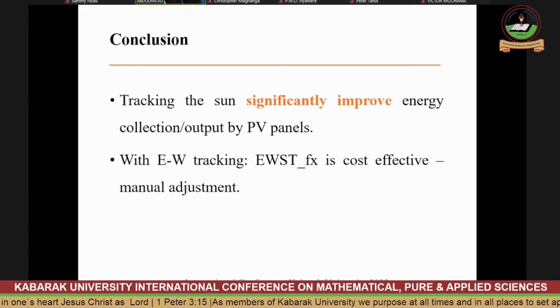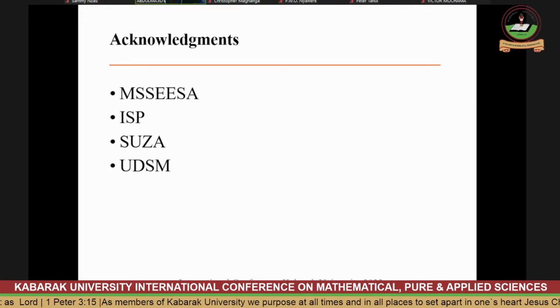So we can see this is the conclusion, that sun tracking significantly improves the energy collection and power output by the PV panel, and a suggestion from this study also is that we can use a fixed angle east-west solar tracker to reduce the cost. So up to here, this marks the end of my presentation.